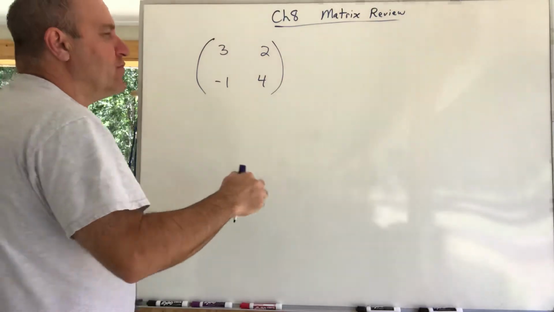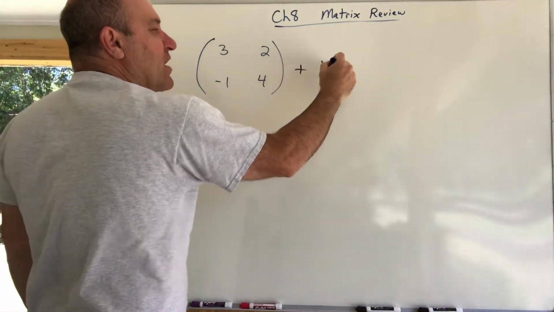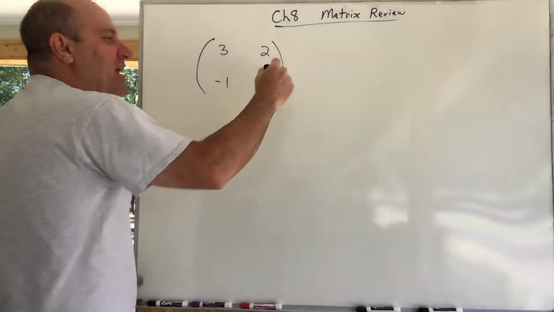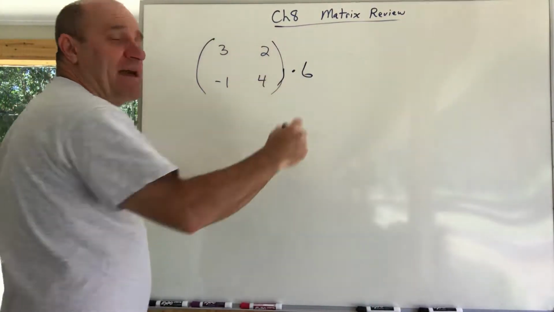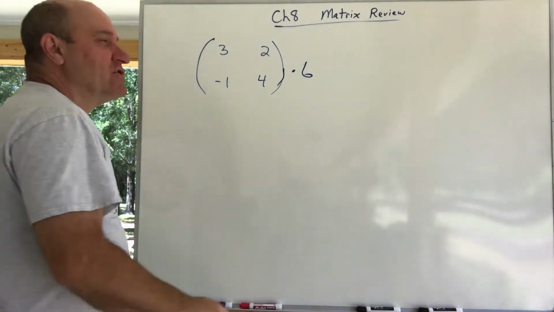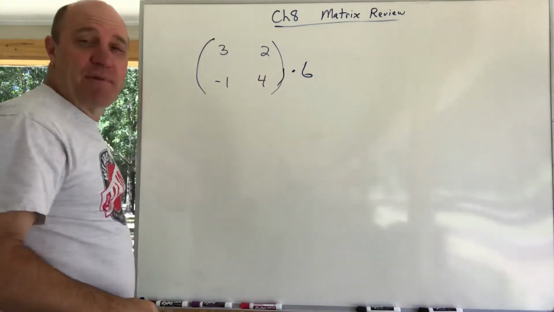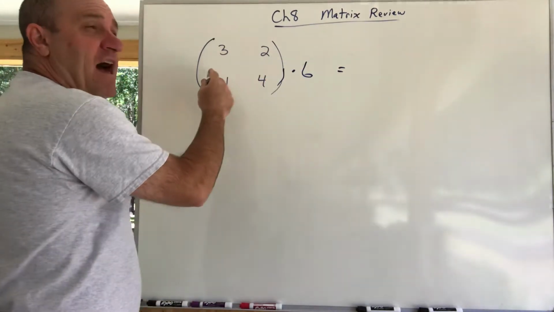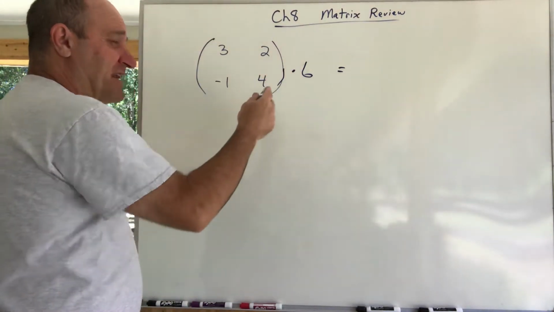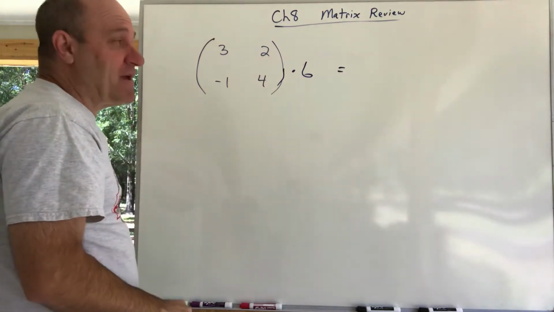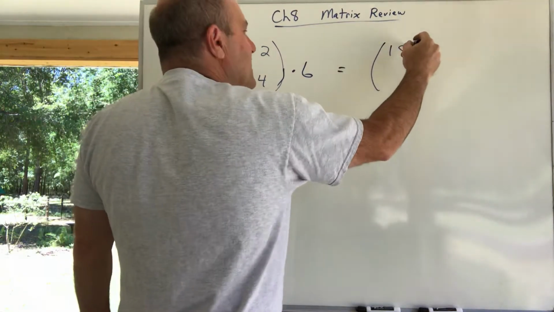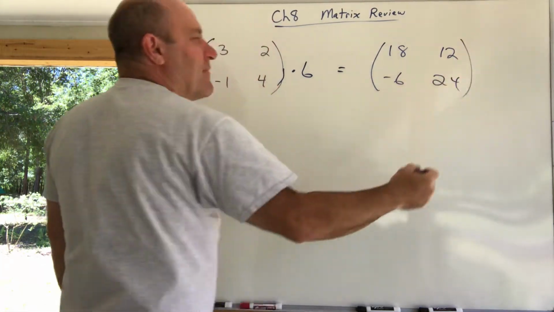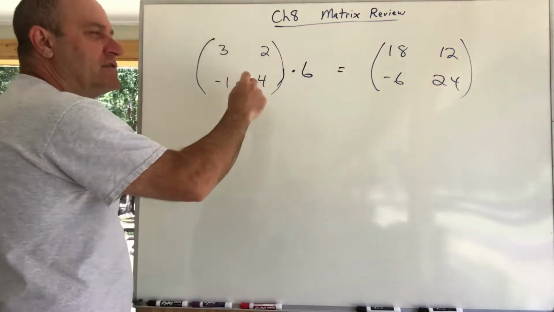So can you take a matrix and add it to a number? No, you cannot do that. Can you take a matrix and multiply it by a number? Yes, you can, a scalar. Can you take a scalar and multiply it by a matrix? Yeah, you can. And the way you do it is you multiply every entry of the matrix. So it's like you distribute it times the whole matrix. So it would be 18, 12, -6, 24. I think I did that right. You can multiply a scalar times a matrix.